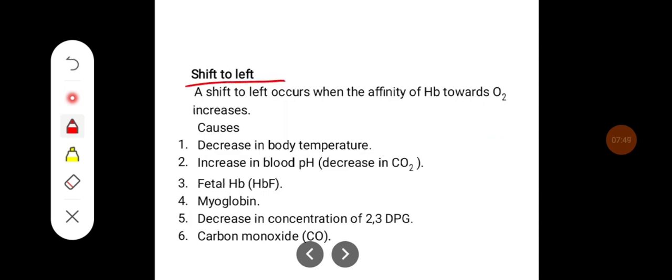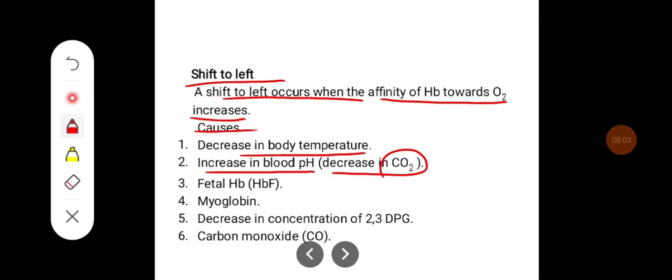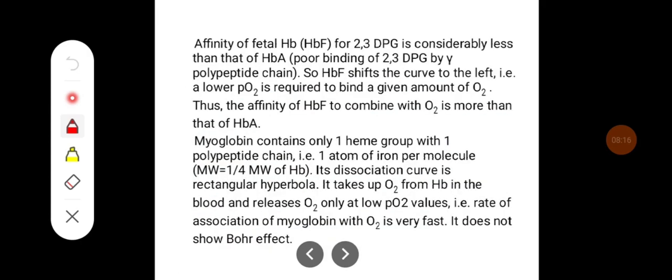Shifting of the ODC curve to the left side. A shift to the left occurs when the affinity of hemoglobin towards oxygen increases. Some of the causes are decrease in body temperature, increase in blood pH, that is decrease in carbon dioxide levels, fetal hemoglobin, myoglobin, decrease in the concentration of 2,3-DPG, and carbon monoxide poisoning. They are going to shift the curve to the left side.